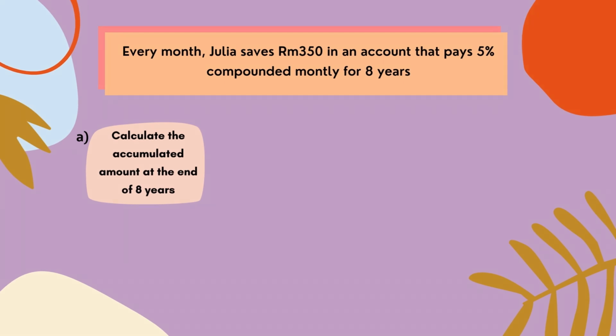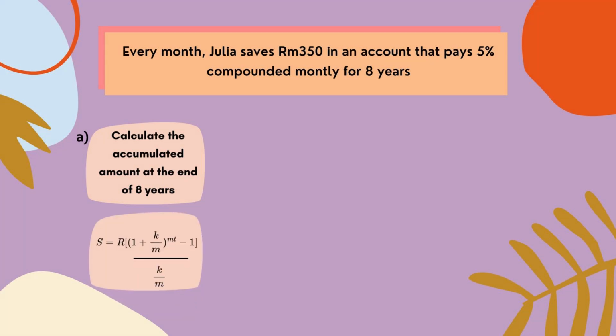Okay, next for part B is question 2. The statement is, every month Julia saves RM350 in an account that pays 5% compounded monthly for 8 years. Look at question A. Calculate the accumulated amount at the end of 8 years. So in the question, we must calculate the accumulated amount. Firstly, we need to know what formula we can use for this question.